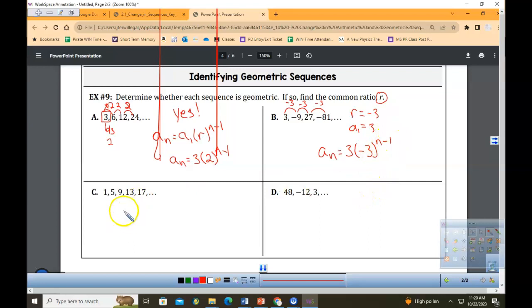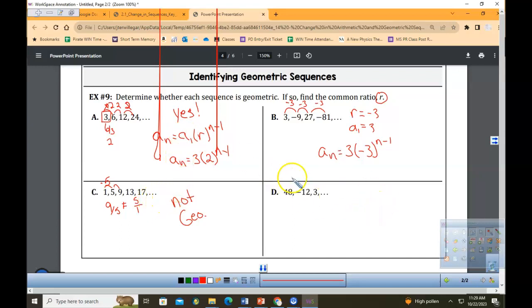Okay. Now this one, I'm going to multiply by 5, right? Ooh, 9 divided by 5. 9 over 5 does not equal 5 over 1. So that's not geometric. There's not one factor that I can use to multiply to keep going up.